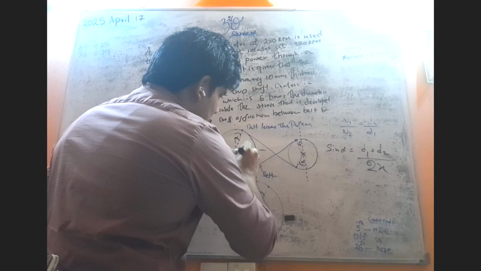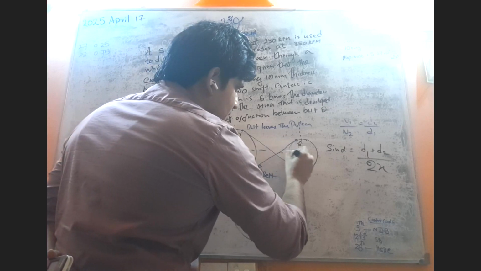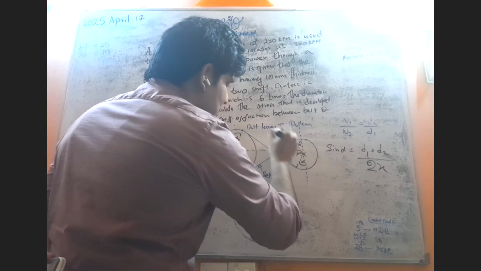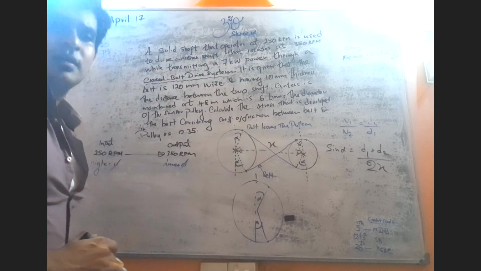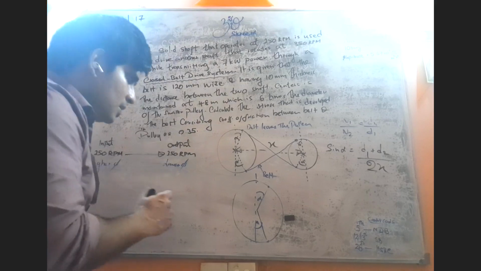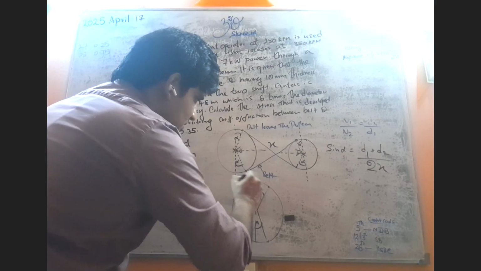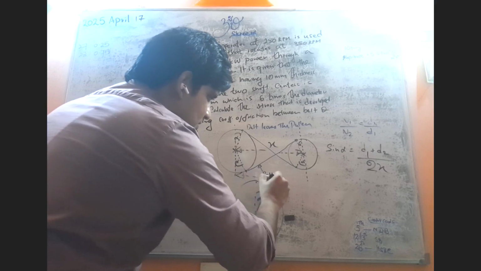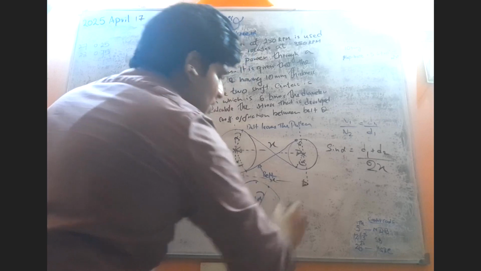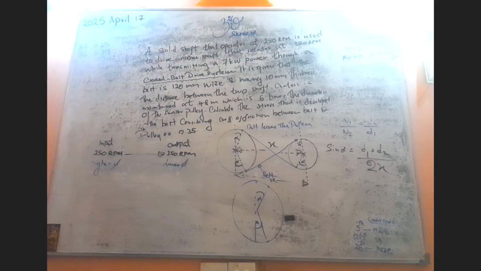I will mark it here. So what is this distance? That is x. I hope that concept is clear. Or even here, I will just erase this for some time. So the distance between that is x. Okay, then what is the other information?